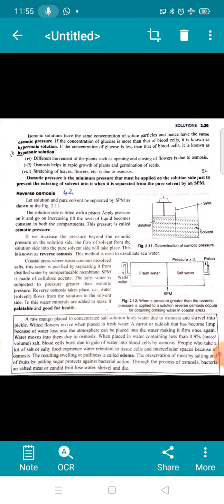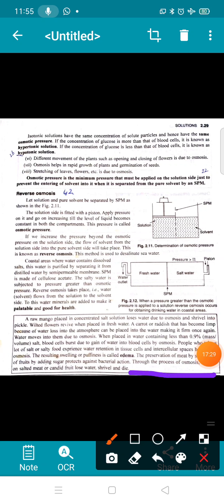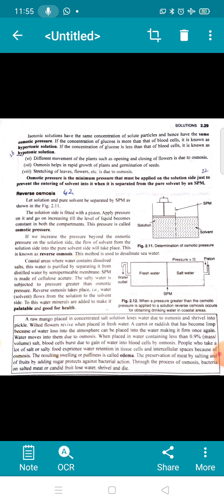of meat or fish. And fruits also you can preserve by dipping them in sugar syrup. Some of you might have seen that you can get tinned fruits sold in the market. Slices of fruit are sold in tins in sugar syrup, which prevents the fruits from spoiling. So through the process of osmosis, on salting, meat or candied fruit loses water. Bacteria on salted meat or candied fruit lose water and shrivel and die. So many questions can be asked from this part. So when you study, please be very careful. You should not miss out any point. Okay.